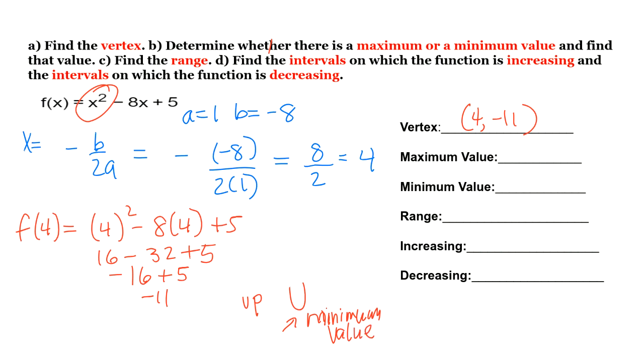And without even looking at the graph, I know that minimum value is my y of my vertex. So the y coordinate of my vertex is negative 11. Therefore, my minimum value will be negative 11. I don't have a maximum because my parabola opens upward, and that means that I have a minimum value. If it was going down, I would have a max.